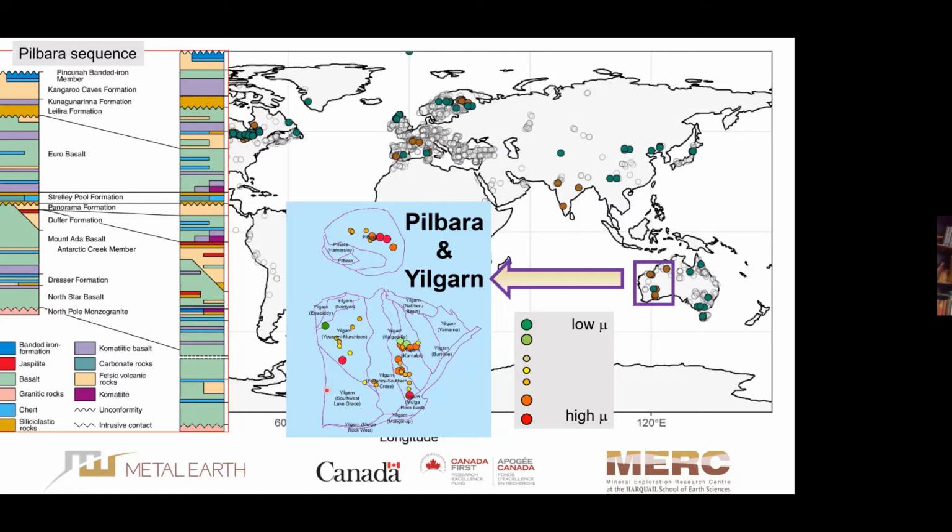As with some of the other high mu areas, we find that in the example on the left, the Pilbara stratigraphic succession, where we get high mu values, that generally relates to the presence of much older felsic crust, which in one way or another has been incorporated in the mineralization process. So that's Pilbara and Yilgarn.